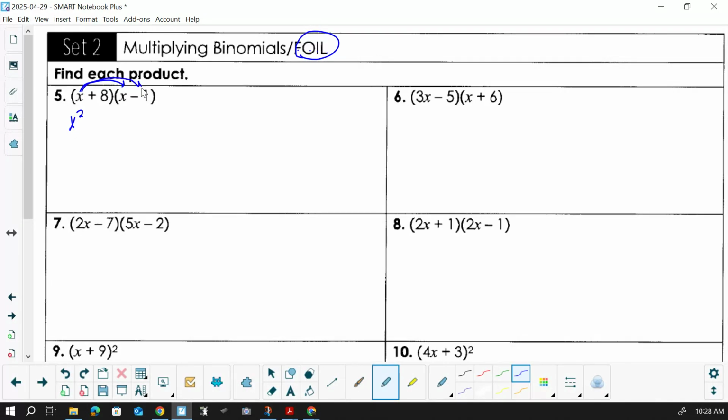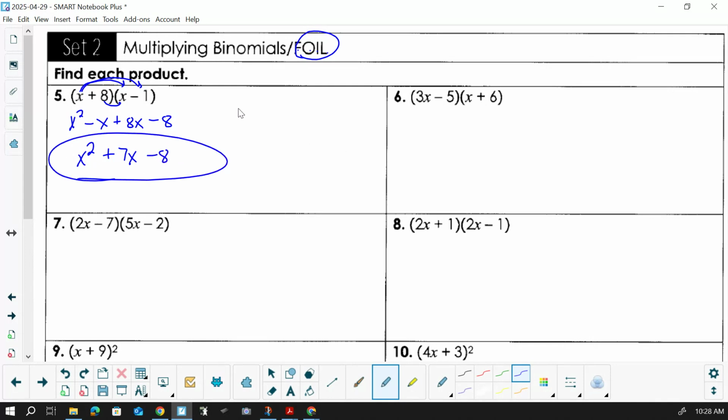The x times the negative 1, negative x. Now we're going to do the 8. 8 times the x, 8x. 8 times the negative 1, negative 8. Now we're going to combine terms that are alike. Negative x and a positive 8x makes a 7x. And then we have a negative 8.